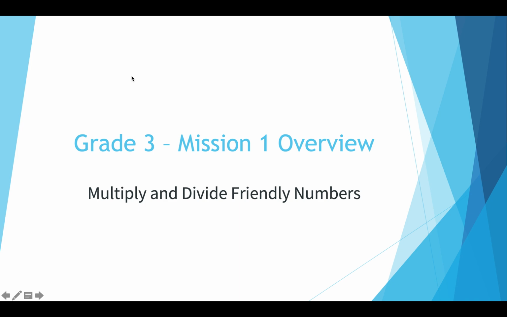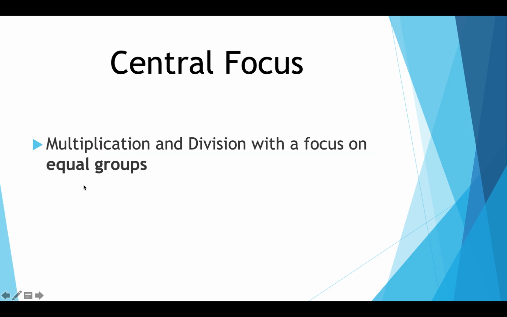This is a grade 3 mission 1 overview for Zearn Math. If you're in Eureka Math, it's module 1 overview. The content of each is exactly the same, so this overview will work for both. The title is Multiply and Divide Friendly Numbers.